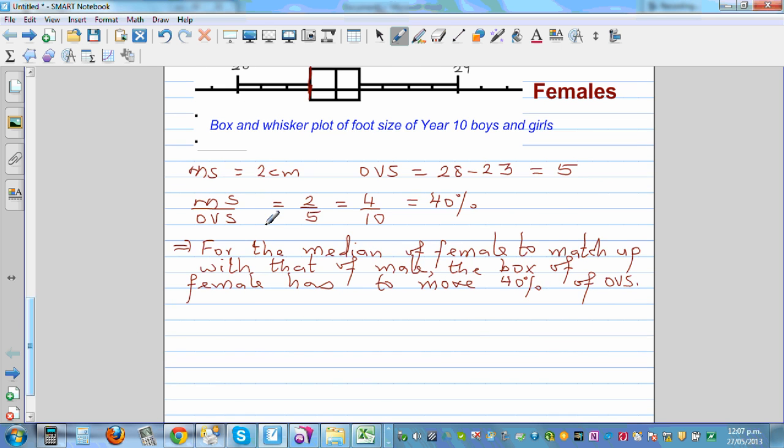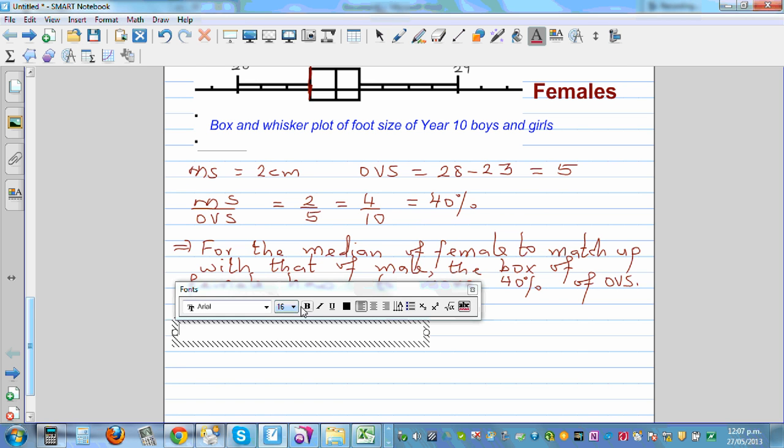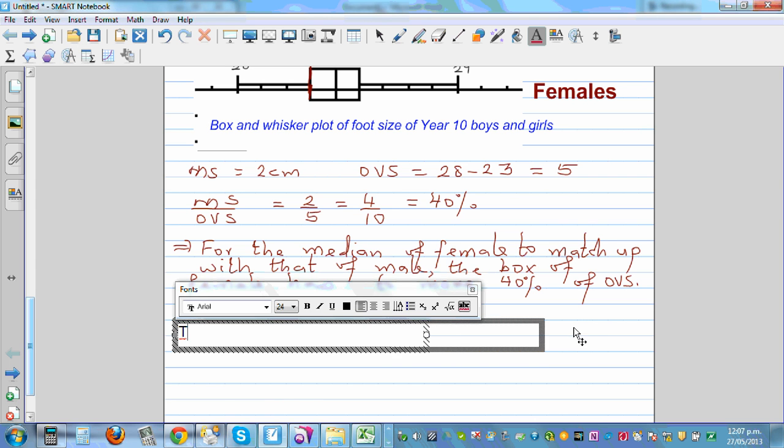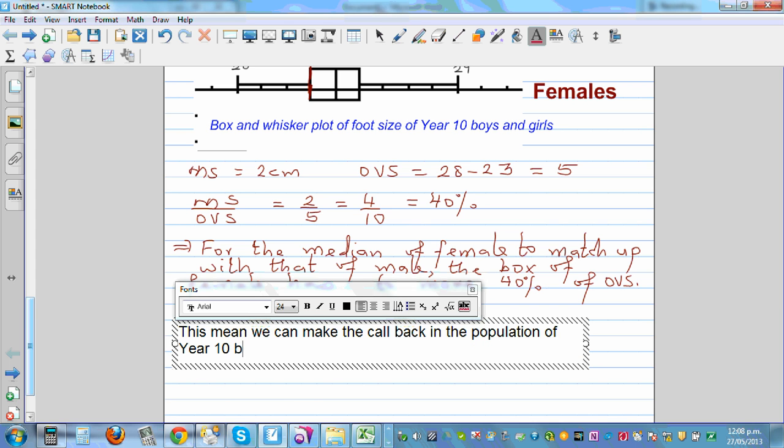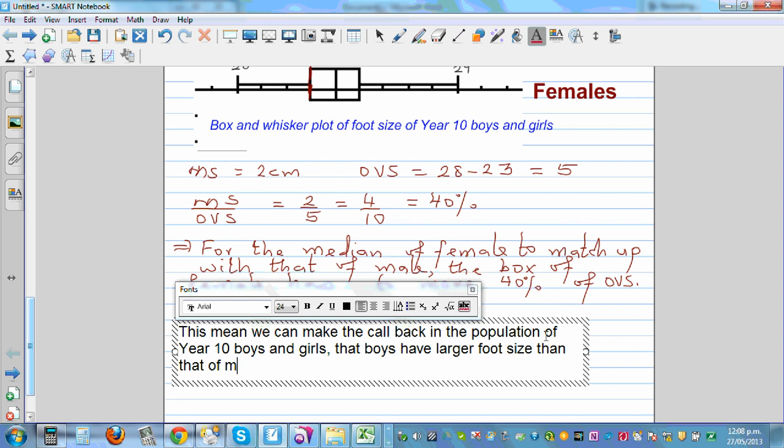Okay, so now I'll type. It is taking too long for me to write. So this means, let me make it bigger, so 24. This means we can make the call back in the population of year 10 boys and girls that boys have greater or larger foot size than that of females.